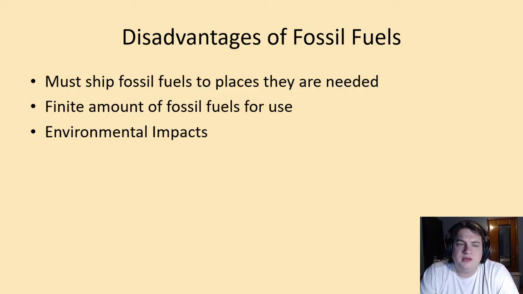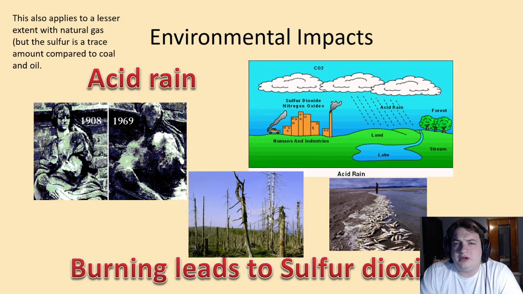So shipping costs money. There's a finite amount of fossil fuels, which means we're going to run out eventually. And the last major disadvantage is the environmental impacts. So our first major environmental impact is this idea of acid rain. Whenever I burn my fossil fuel, this pertains more to coal and crude oil than natural gas, but natural gas can have trace elements of sulfur.